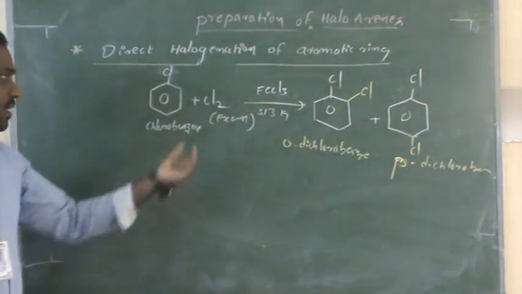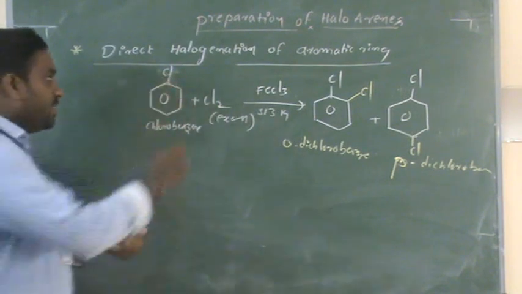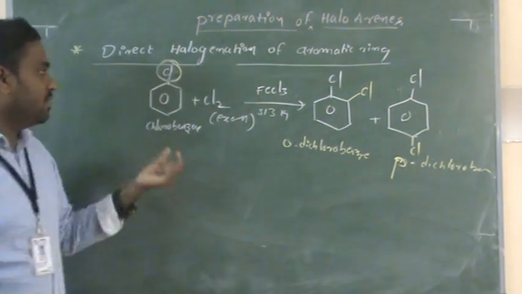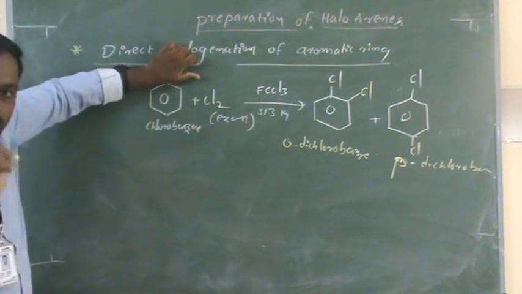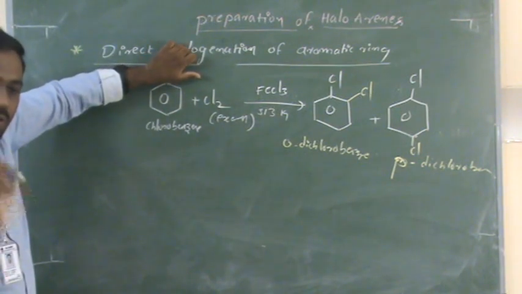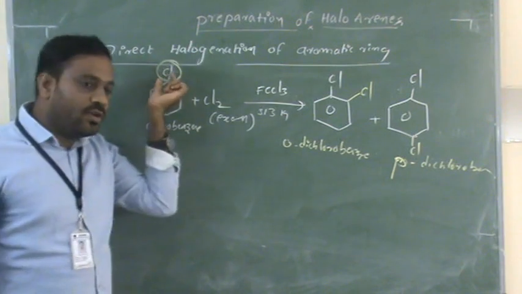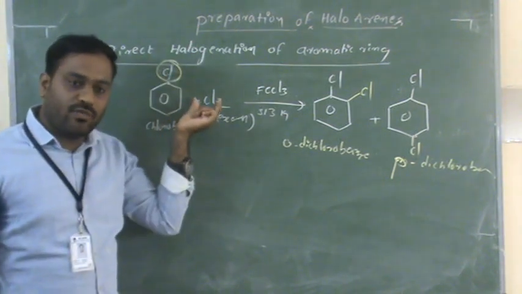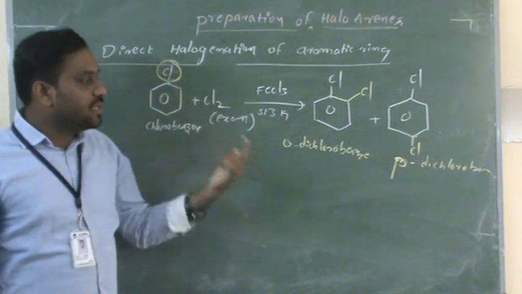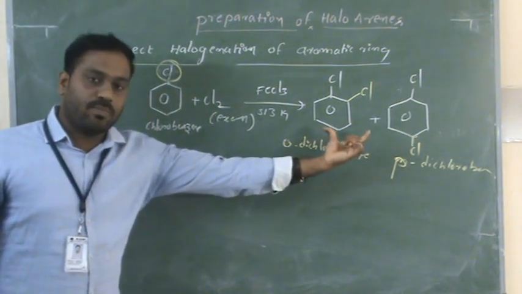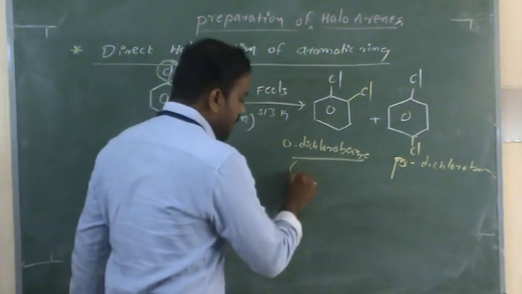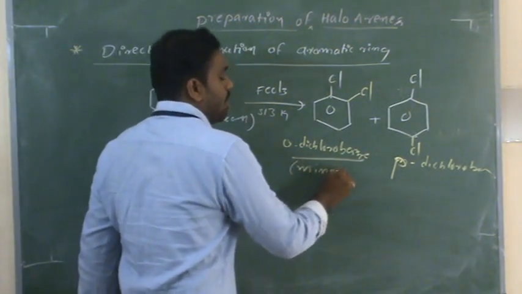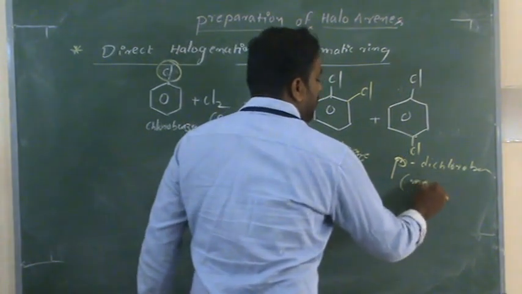Suppose you take only benzene, there is only a single product, that is called chlorobenzene. Suppose you take chlorobenzene, there are two products. Ortho-dichlorobenzene is a minor product. Para-dichlorobenzene is the major product.